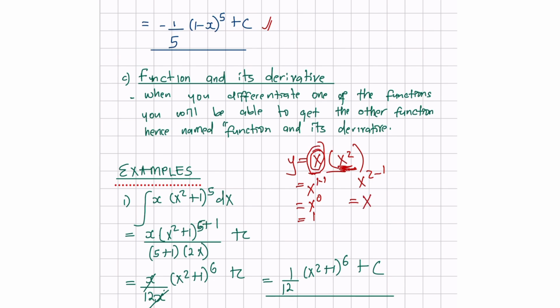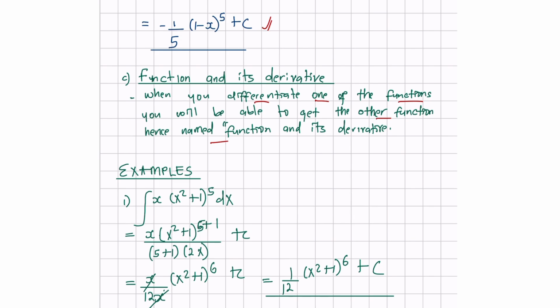So this is what I meant by saying when you differentiate one of the functions, because we've got two functions, y multiplied by x and y multiplied by x squared, you'll be able to get another one. So it means that this one and this one are going to cancel out because they are similar. So it means that x is the derivative of x squared. In other words, it's very, very important for you when you're given a problem, look at it carefully. Do I have a function and its derivative from this?